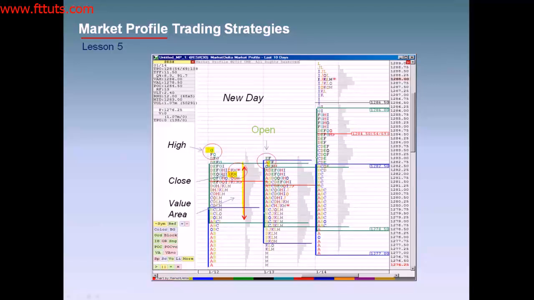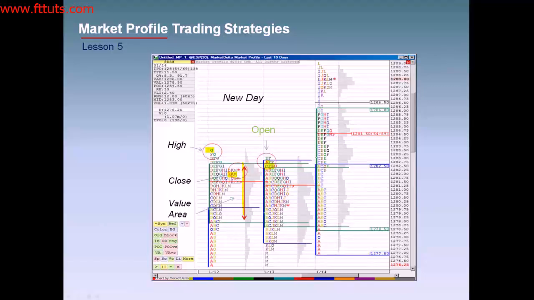Now we open up here. See the open right here, that little O? And we begin to ask ourselves those same questions that we had on the prior slide. Are we above the close? And the answer is yes. Are we above the high? The answer is no. Are we above the value area? Well, not really. No, we're just below it.